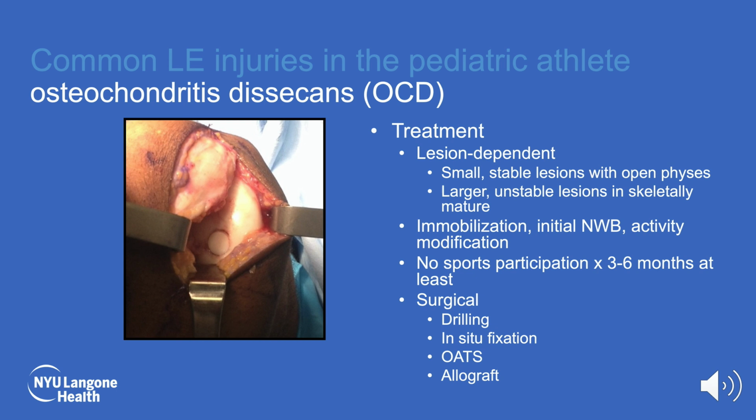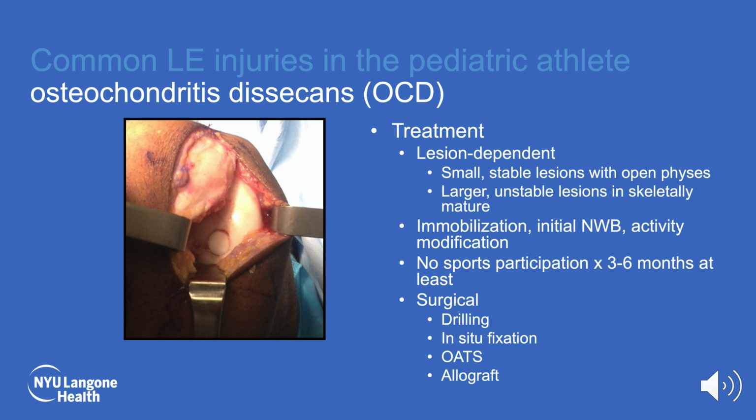And so a nice way to remember this is the rule of 12. Basically kids under 12 with patent physes, lesions that are smaller, so under 12 millimeters, and those that have not had symptoms for more than 12 weeks are the ones who are most likely to respond to non-operative treatment. Larger lesions, unstable lesions, and a child who is skeletally mature are less likely to heal without surgery and are more likely to require it.